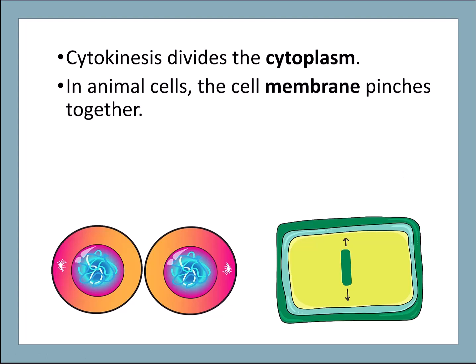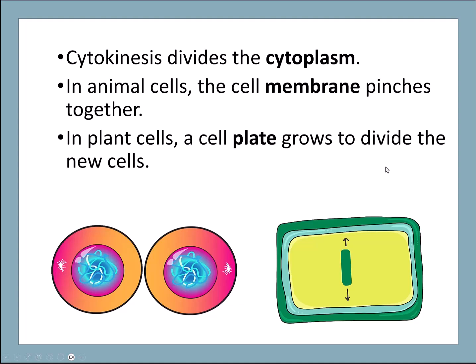In animal cells, the cell membrane pinches together, just like you saw in binary fission. But in plant cells, because they have a cell wall, it's a different process, and what forms here is a cell plate. It begins to divide the cell, and as the cell elongates, that cell plate is going to form in the middle until there are finally two new plant cells.